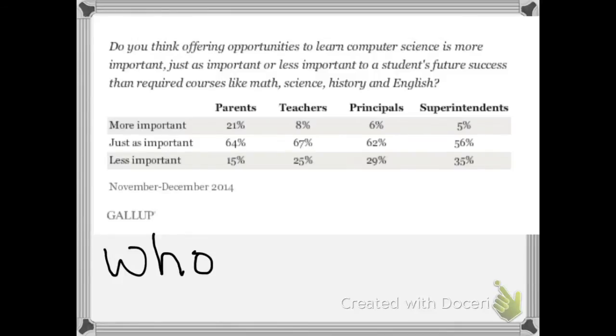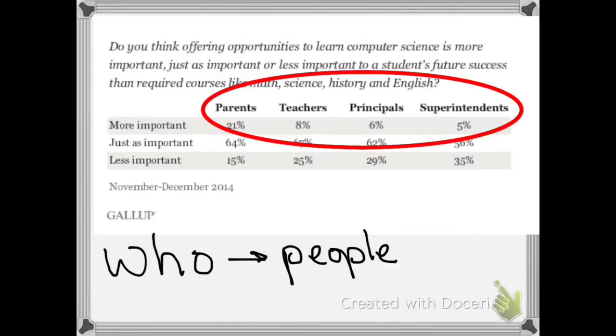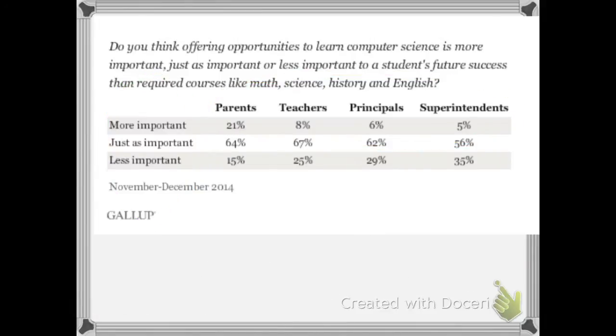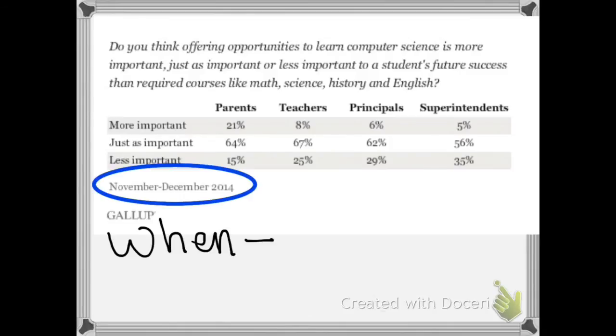The who. So the who is who they surveyed, the people they surveyed, which are the parents, teachers, principals, and superintendents. Those are the who. The what is what they asked. They asked them if they found it important, not as important, less than. Those are the categories that you could have, which is categorical. Okay. The when, well, it says right there that it's between November and December 2014.